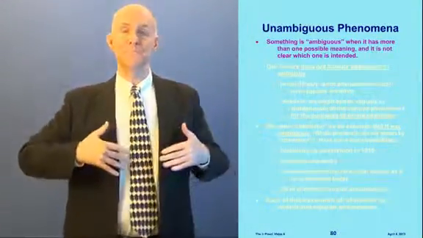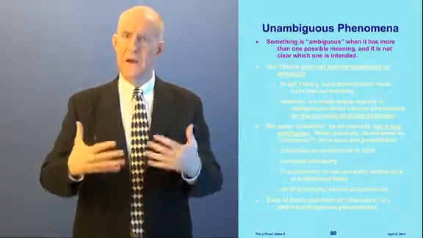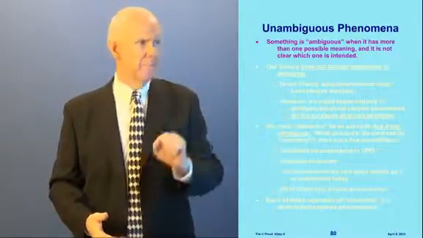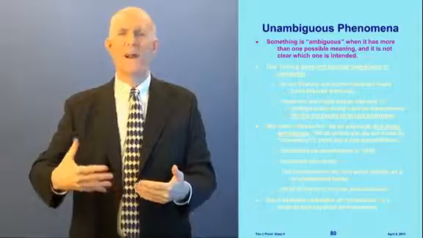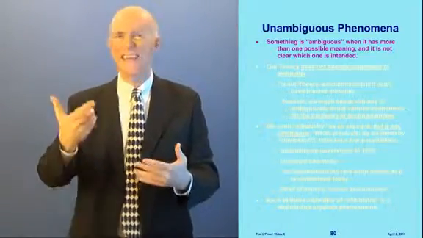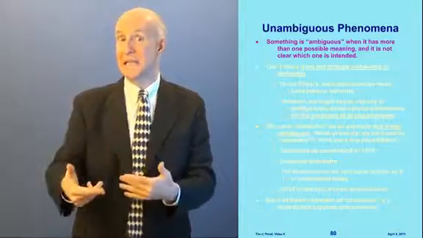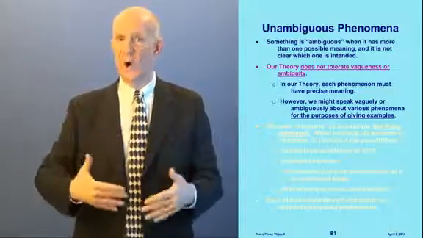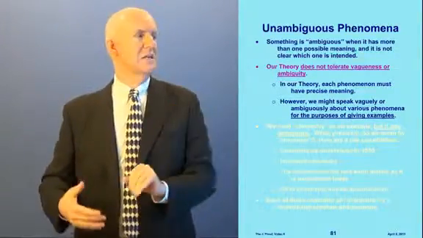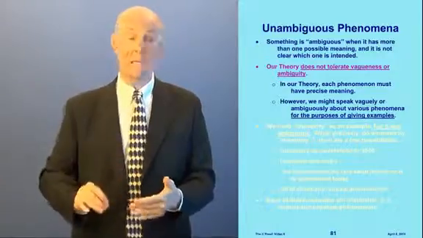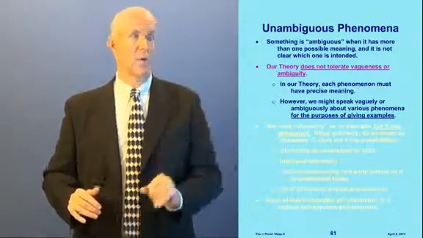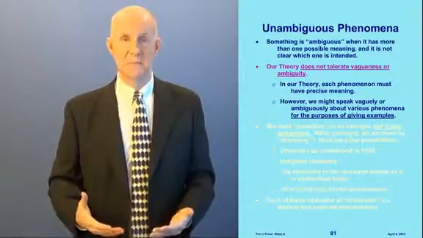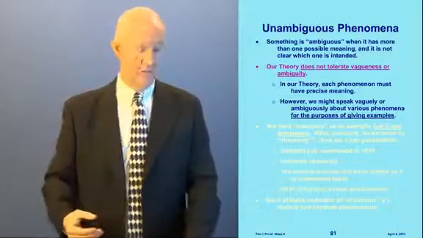All right, now, when we speak of phenomenon as our undefined term, the phenomena we're talking about have to be unambiguous. Something is ambiguous when it has more than one possible meaning and it's not clear which meaning is intended. So, our theory does not tolerate vagueness or ambiguity. In our theory, each phenomenon must have a precise meaning. However, we might speak vaguely or ambiguously about various phenomena just for the purpose of giving examples. It's pretty hard to get something extremely specific.